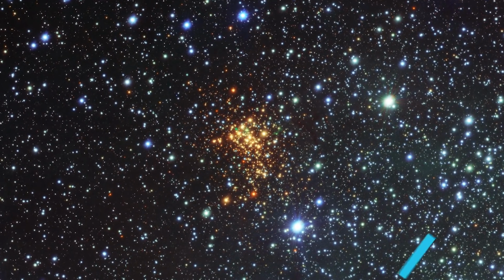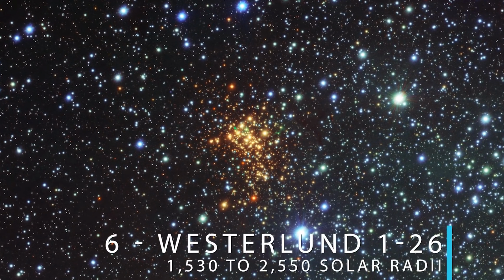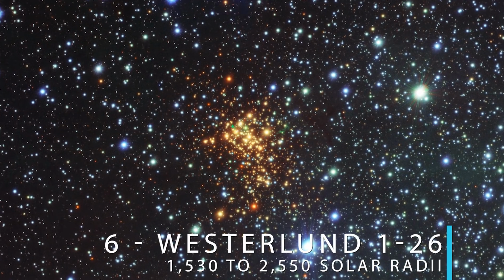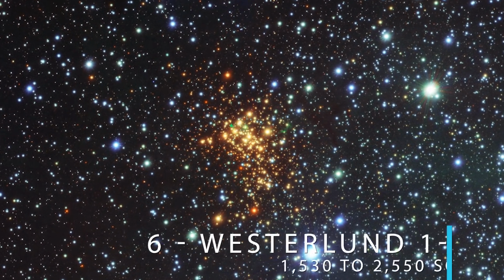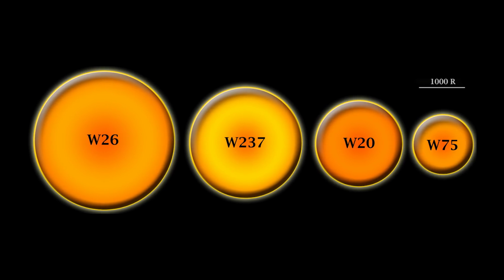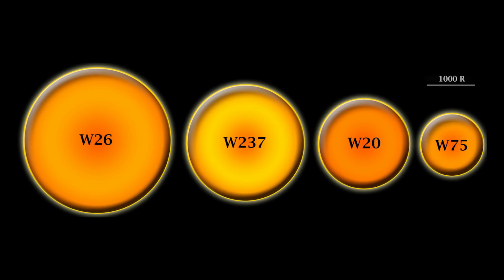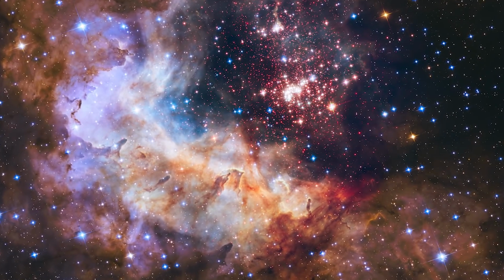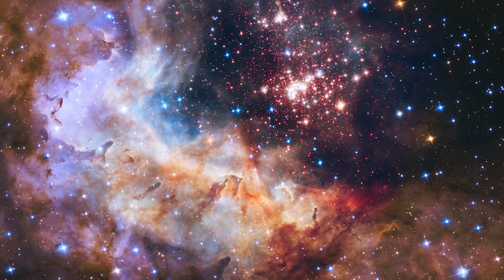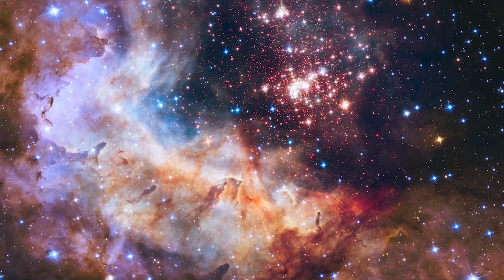Number 6. Westerlund 1-26, 1,530 to 2,550 solar radii. That's quite a large estimate interval. If the upper estimate is correct, it would dwarf even UY Scuti, and its photosphere would reach farther than Saturn's orbit. Westerlund 1-26 stands out as its temperature varies over time, but not its brightness.